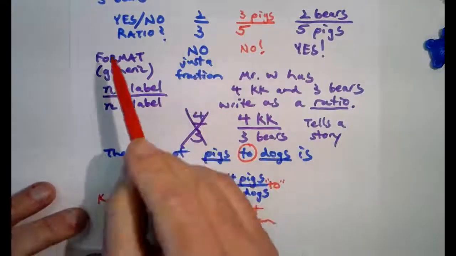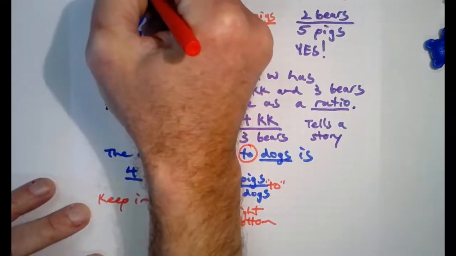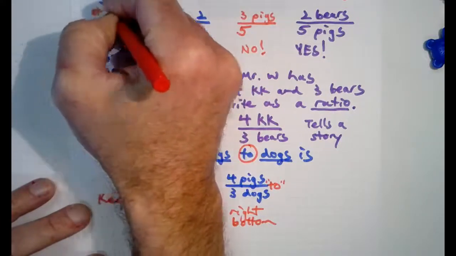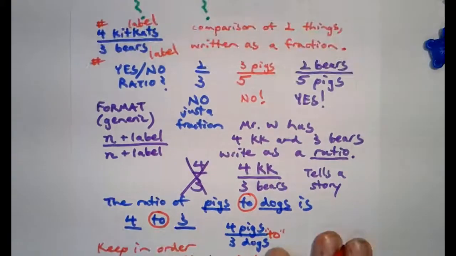We need a number and a label on the top and a number and a label on the bottom. Boom. That's what a ratio is.